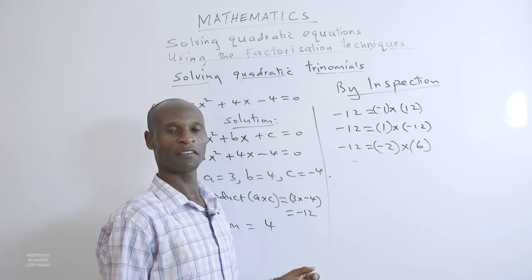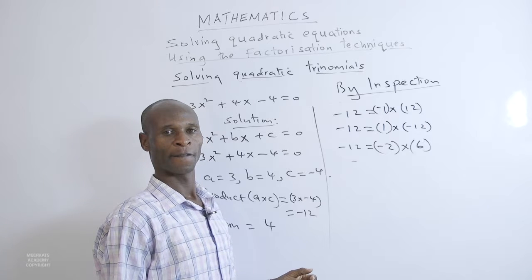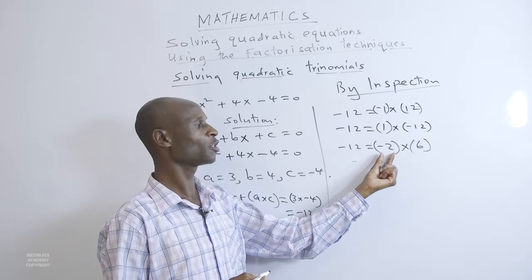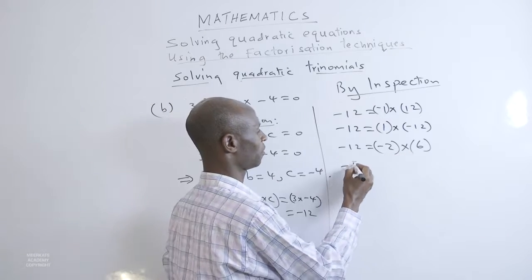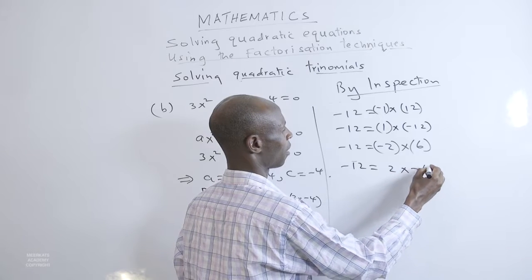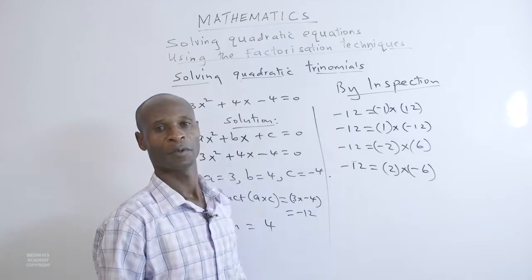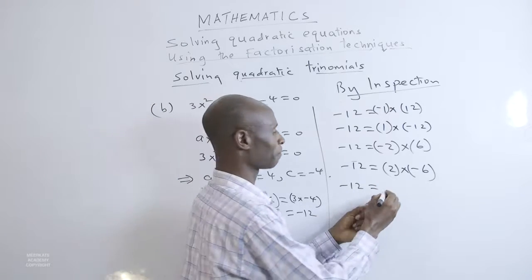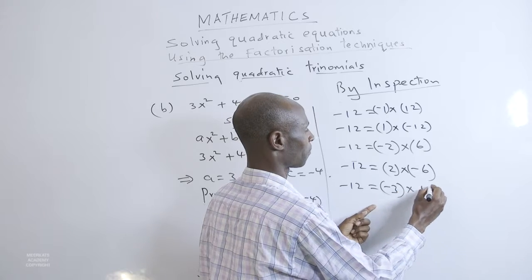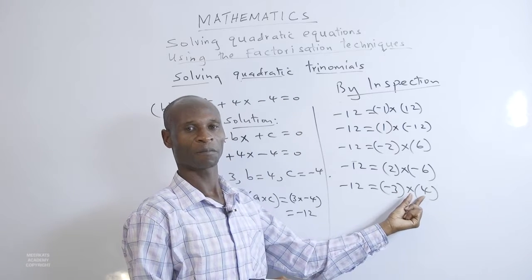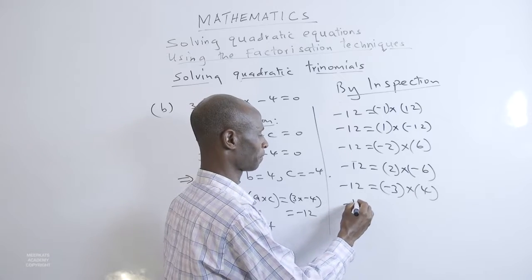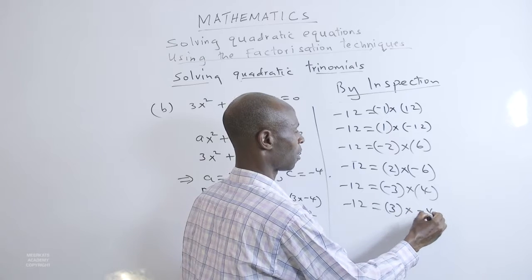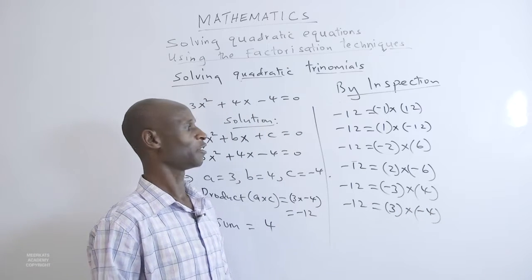Class, which are the other factors? We can have another factor where we interchange the sign, where 2 is positive and 6 is negative. Which is the other factor? We can have 3, which is negative 3 and 4. And lastly, we can have 3 and 4 as negative.